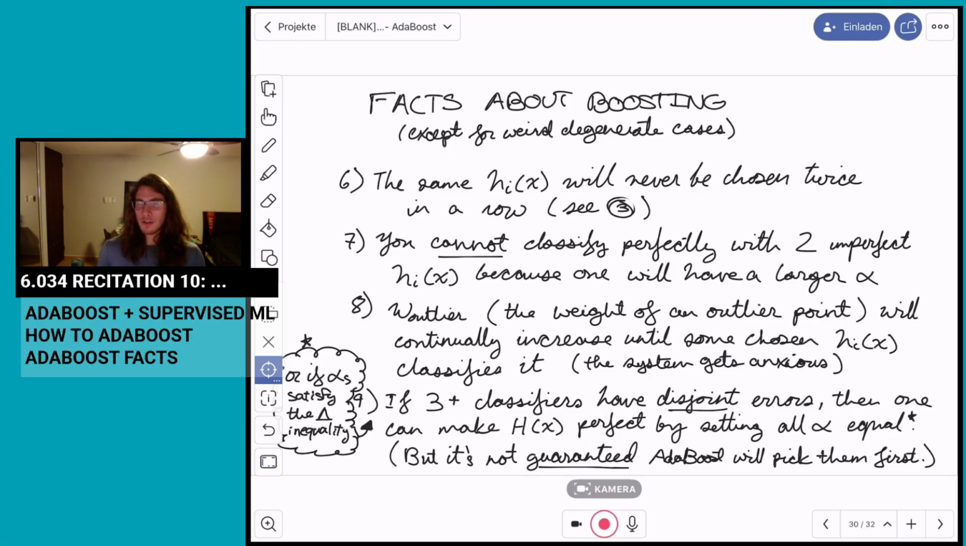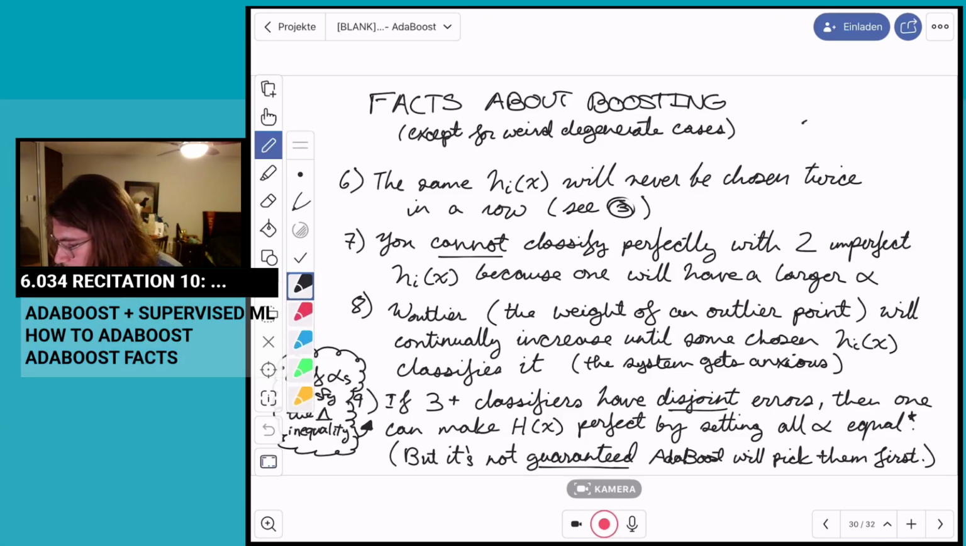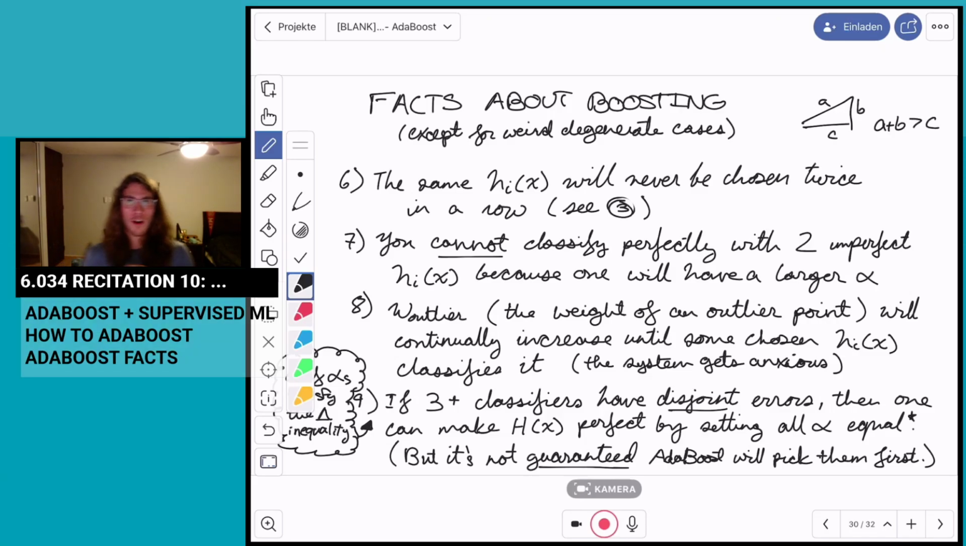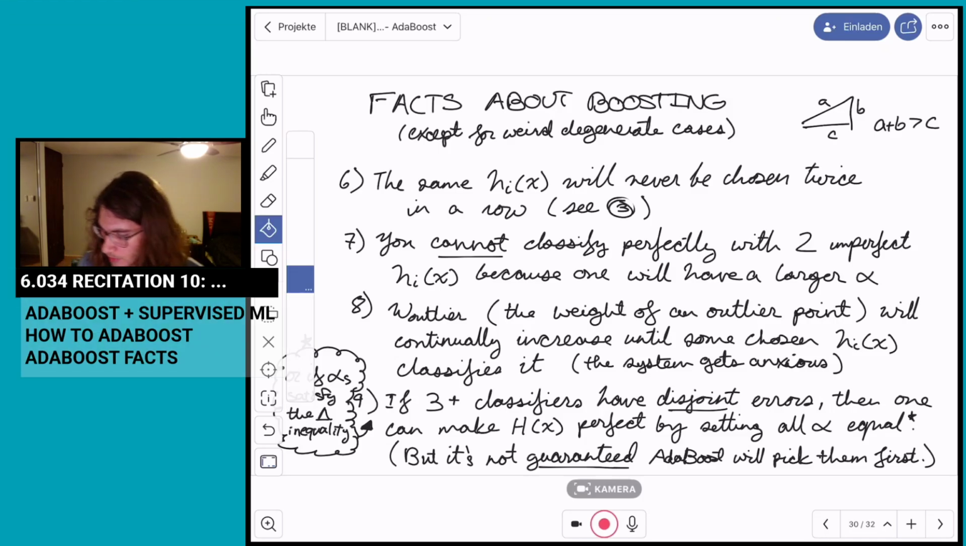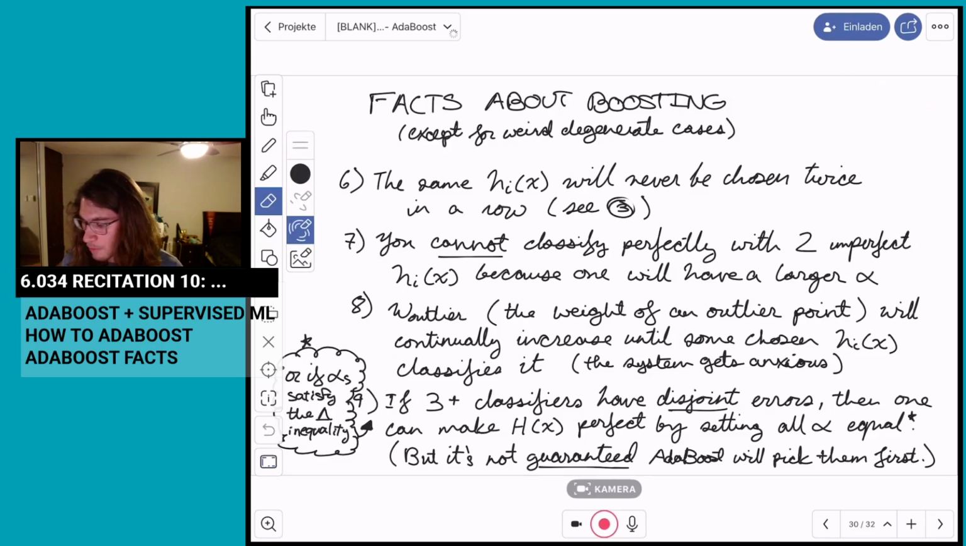I talked about it more extensively at the beginning of the semester, but the triangle inequality says very briefly that for any two sides of a triangle, the sum of those two sides will be greater than the third side. And this is true for any two sides and then the third side. So A plus B is greater than C, B plus C is greater than A, and C plus A is greater than B. So as long as the alphas are arranged that way and the errors of the weak classifiers are disjoint, then you can make a perfect classifier.